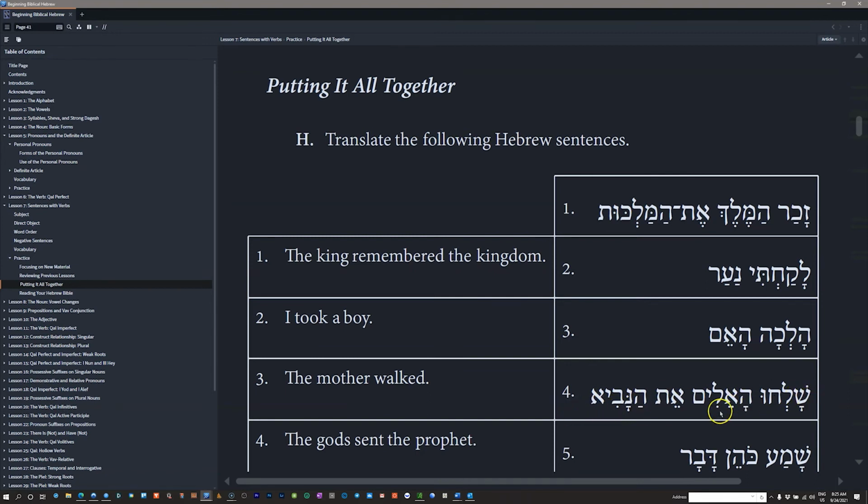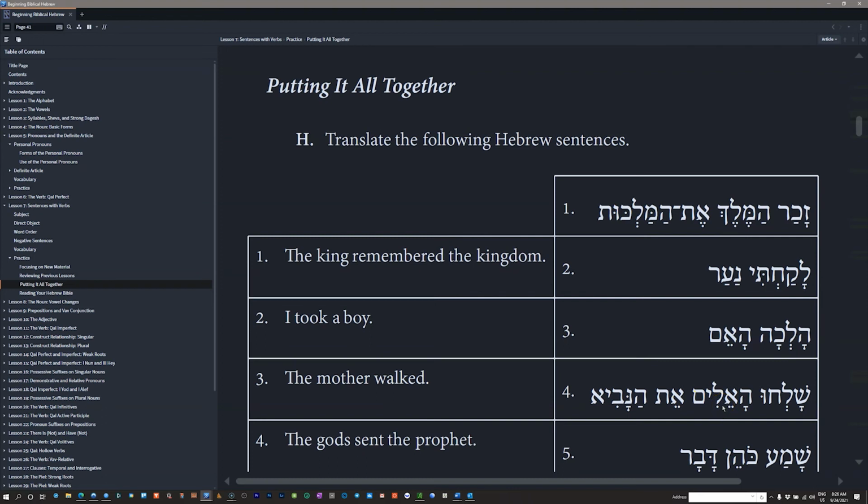Well, let's first look and see if we have an explicit subject. We need a noun to function as the subject. Shalach or shalahu is a verb, so we can't use that. Ha'elim is a noun, that might work. And hanavi is a noun, that might work. Except hanavi won't work because it already tells us that this is reserved for use as a direct object, so it will not function as the subject. So the only possible word to function as a subject is ha'elim.